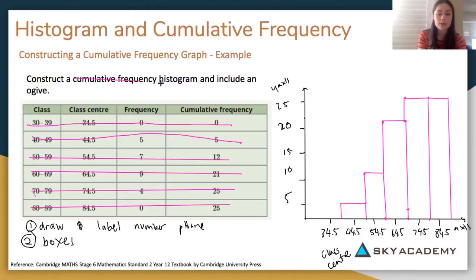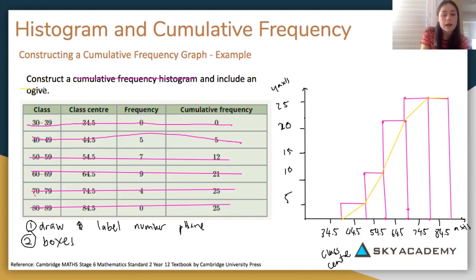But we've been asked to include an ogive. So I'm going to do that in yellow like I did on the previous one. And we're going to go from the bottom left-hand corner, sorry, to the top right-hand corner. When you get to something that is flat like this, you can just draw it straight across the top. So that would be our ogive on our graph.